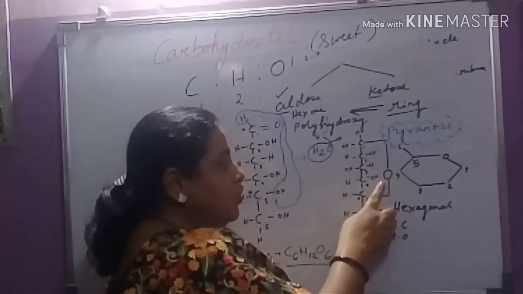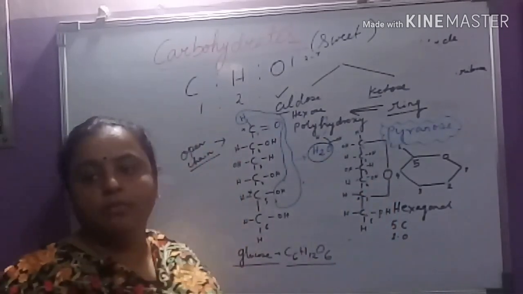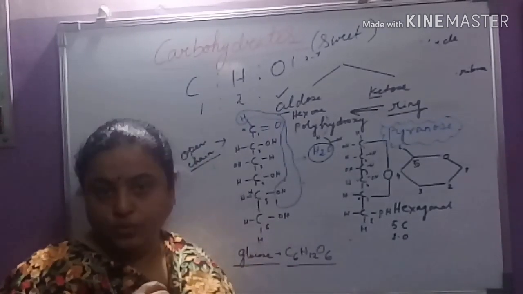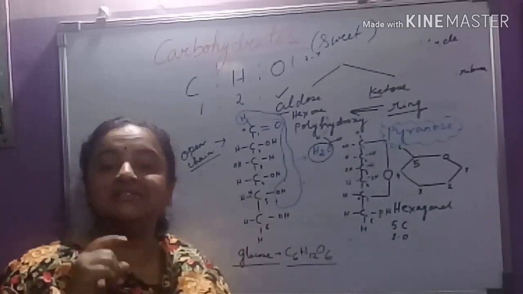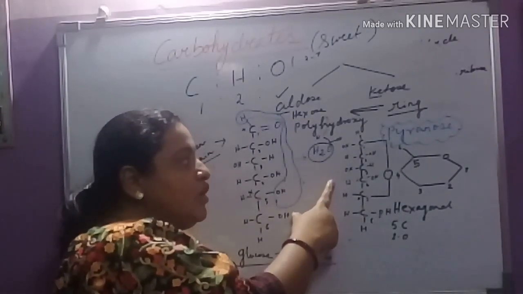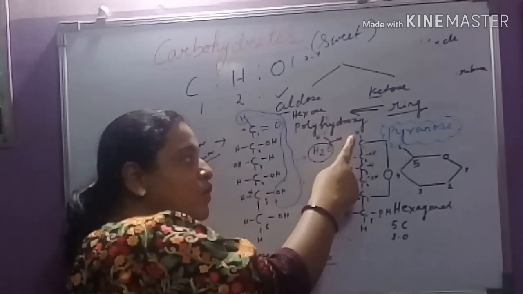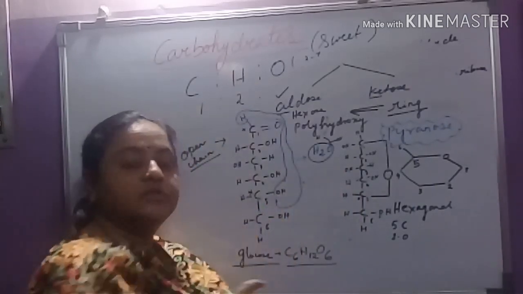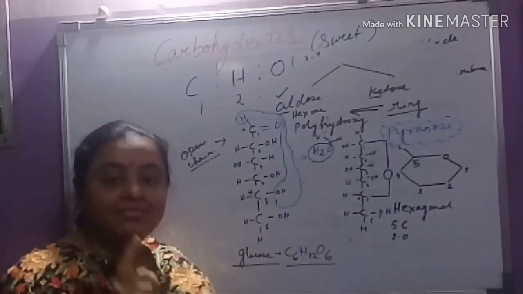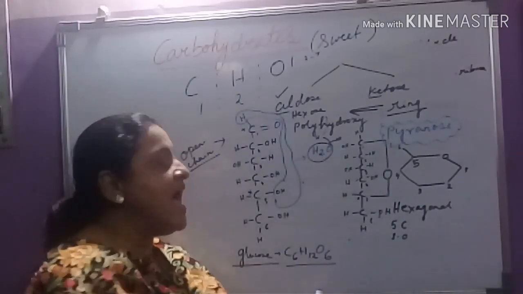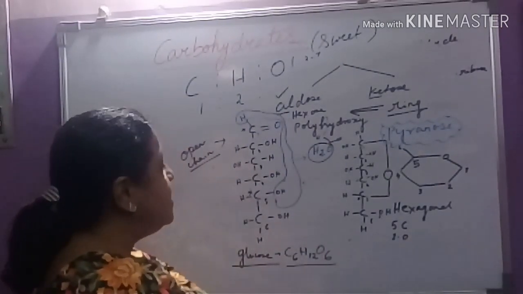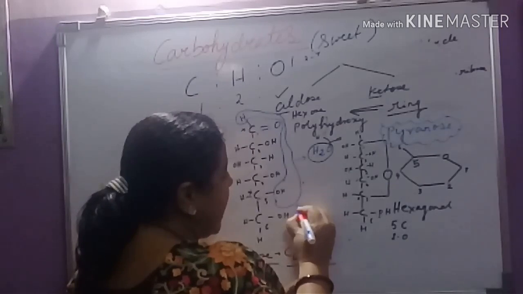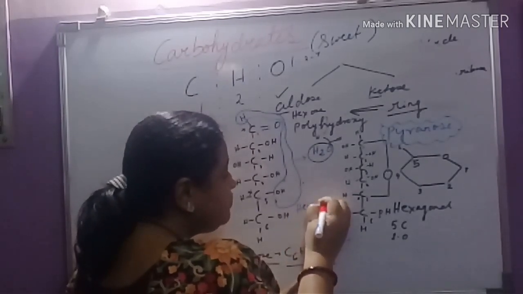Now this bond which has been formed in between carbon number 1 and carbon number 5 due to the elimination of a water molecule, when it takes place within the same molecule, that is, if you take this glucose molecule, the hydrogen of the same molecule from the aldehyde group and the hydroxyl group from the same molecule of glucose, then that bond is known as a hemiacetal. So when there is a ring conformation, this bond is known as a hemiacetal bond.